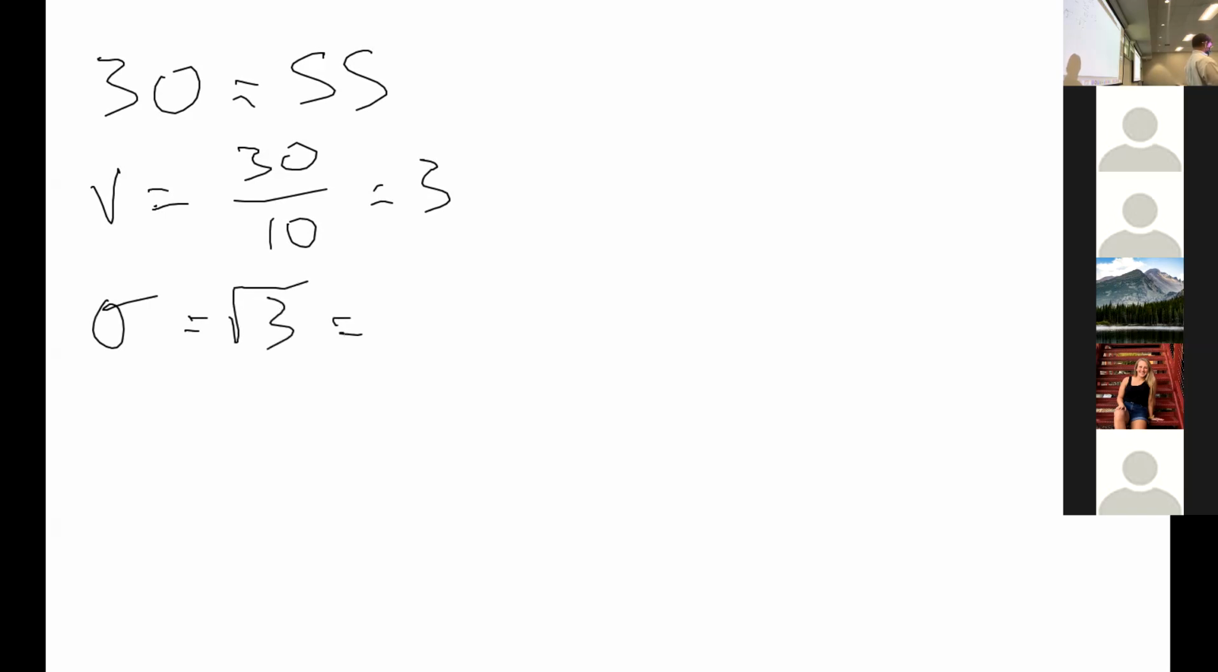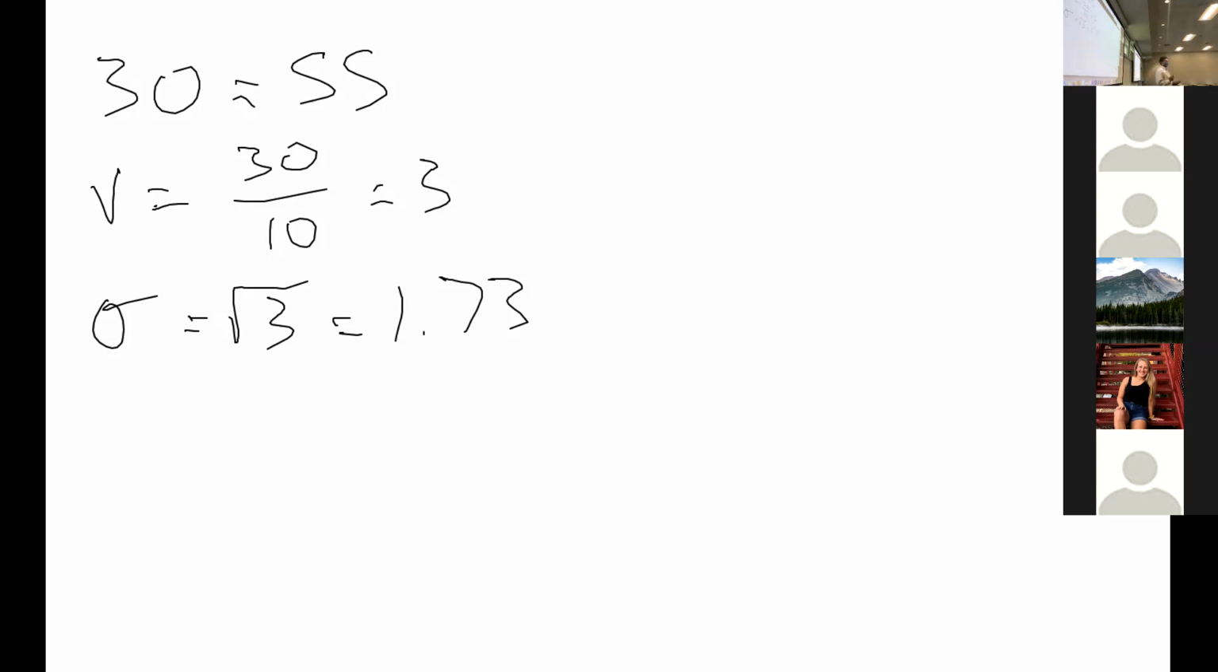And to get variance, what do we have to do? Yep. So we take our 30 divided by 10, which gives us 3. And then to find the standard deviation, what do we do? Yeah. So we take the square root of 3, and that gives us, what, 1.73-ish? Is that right? Cool.